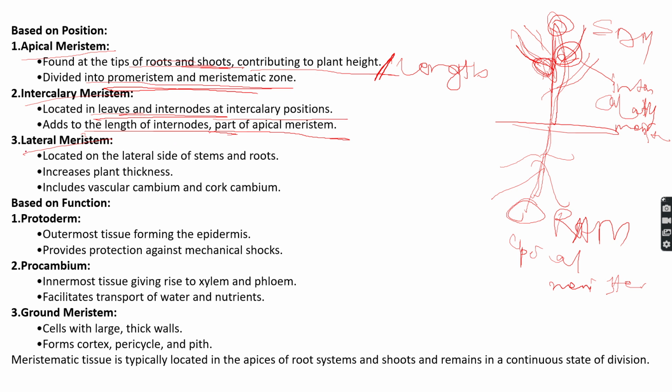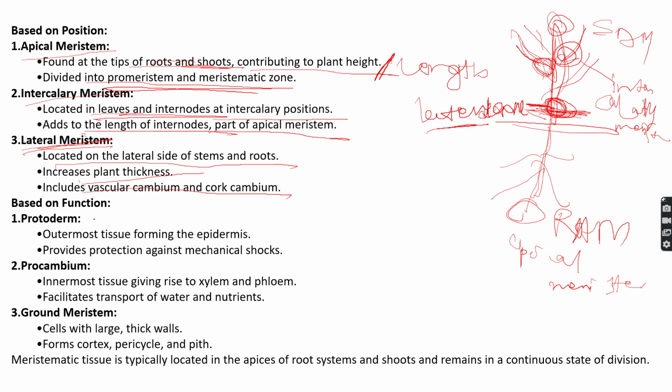Okay. Third is your lateral meristem, located on the lateral side of the stem or roots, increases the plant thickness and includes vascular cambium or cambium. So when the stem is growing in a horizontal way, we call it this meristem. The meristem responsible for such growth is basically the lateral meristem. Okay, so such meristem is called your lateral meristem.